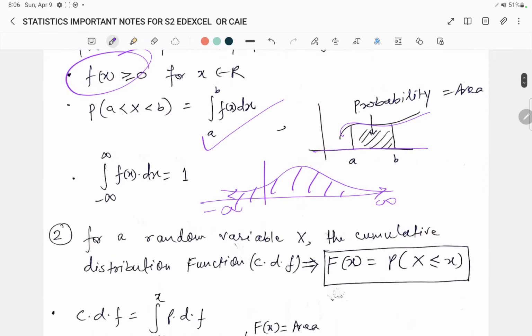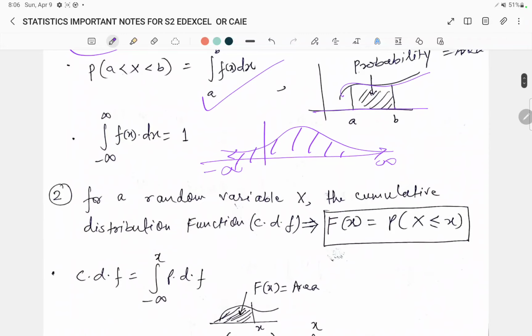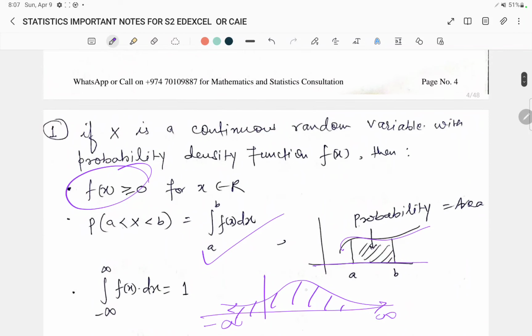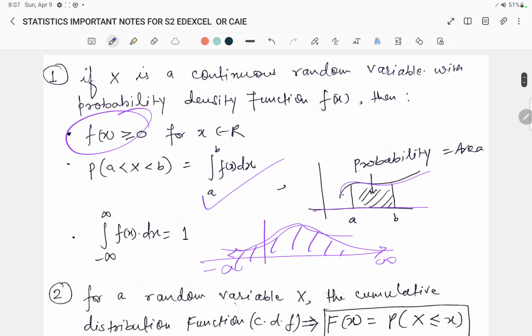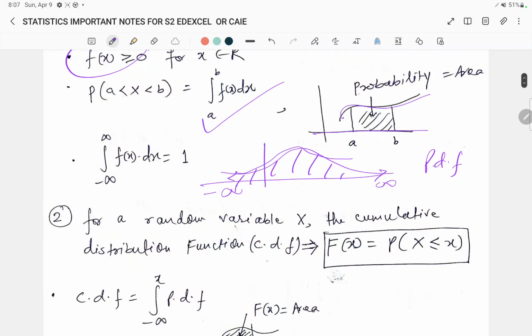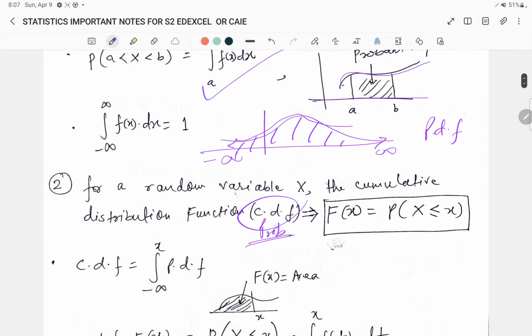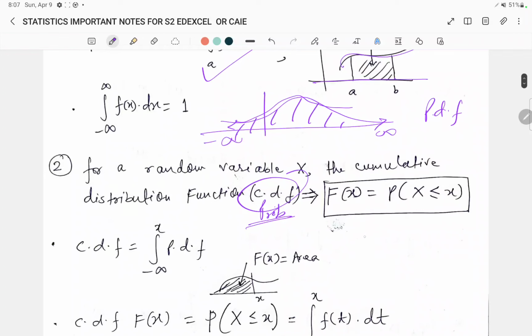Suppose you have this curve and you integrate from here to here, then this complete area is 1. For a random variable x, the cumulative distribution function, CDF, which is F of x, is p of x less than or equal to small x. PDF is the probability density function, and CDF is a probability. It's called a cumulative distribution function, but it's actually a probability. It's the integrated part. So if we need to find F of 10, it means p of x less than or equal to 10.